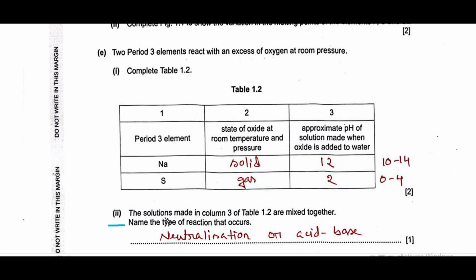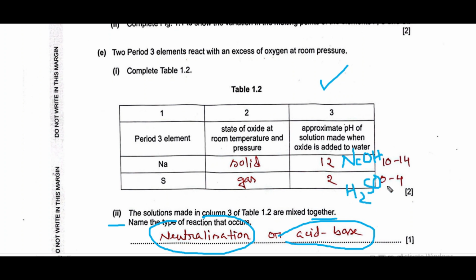Next, the solutions made in column 3 of table 2 are mixed together. Name the type of reaction that occurs. This is a neutralization reaction or acid-base reaction, because this is sodium hydroxide and this is sulfuric acid. When sodium hydroxide reacts with sulfuric acid, this is a neutralization reaction or acid-base reaction.